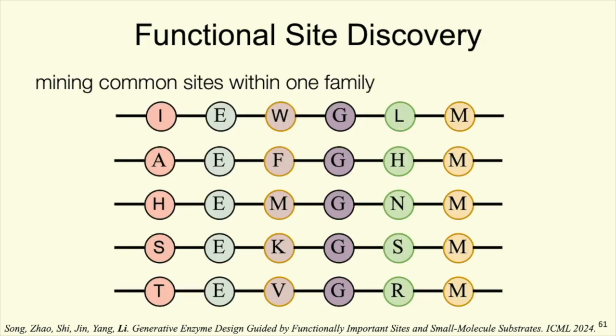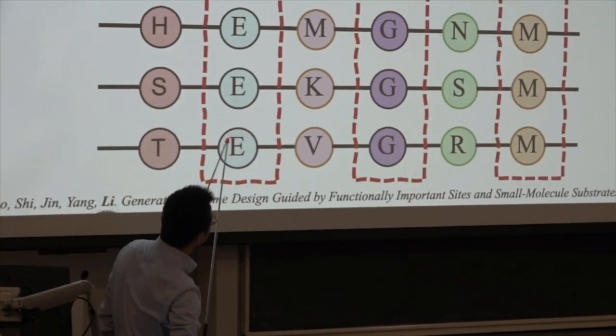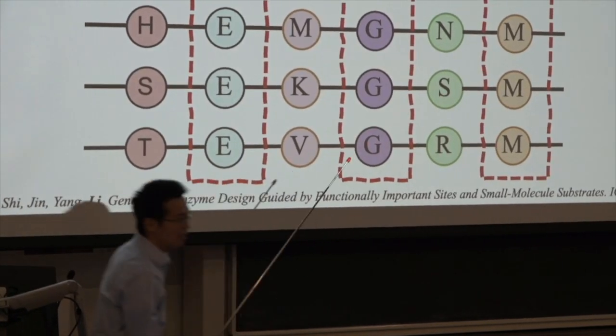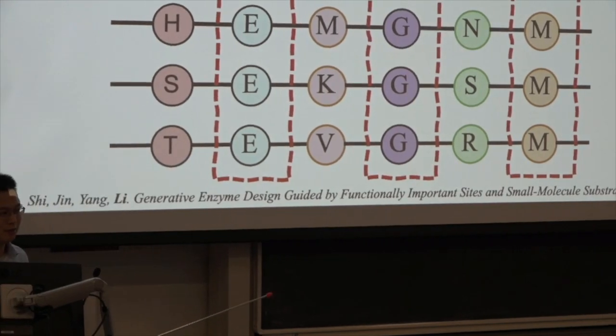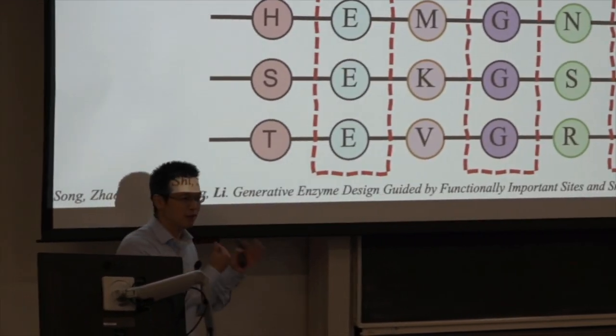One more important piece. How can we discover this functionally important site? We can mine them from the data set. Suppose we have 5 sequences here from our database. We first align them using a multiple sequence alignment algorithm. And then we find the common sites. In this case, we find that these 3 sites are common across all the sequences. So these sites are functionally important for this particular category.